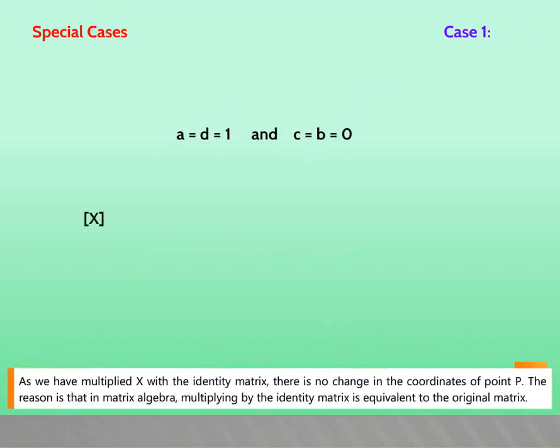Special cases. Case 1. As we have multiplied x with the identity matrix, there is no change in the coordinates of point P. The reason is that in matrix algebra, multiplying by the identity matrix is equivalent to the original matrix.